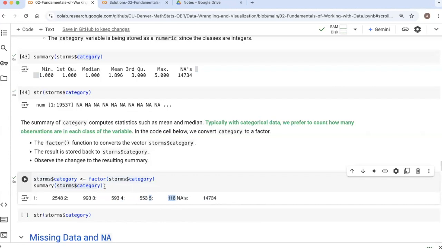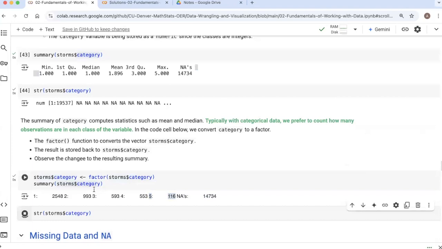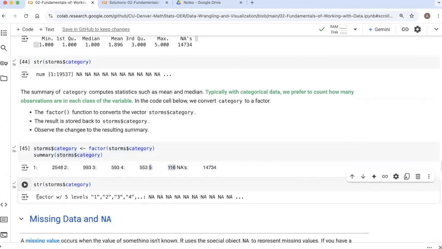occurred in that category. And if we run the structure command, it's telling me now that category is being stored as a factor. It's telling me how many levels there are, in other words, how many classes of category there are. And then it's telling me what the name of each of those are. And now the names 1, 2, 3, 4, and 5 are no longer treated as numbers, but they're treated as characters. So the name of one of the levels is 1. The next level has a name of 2, and so on.